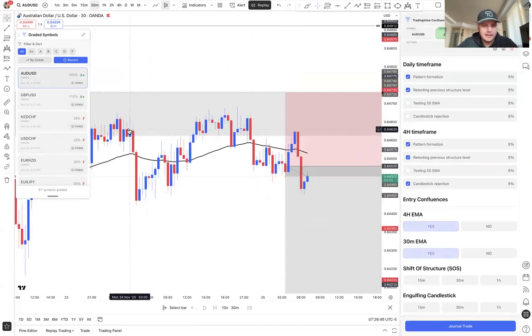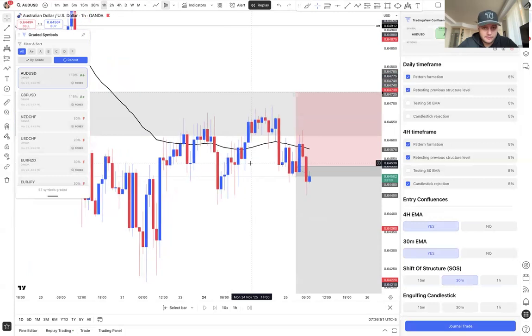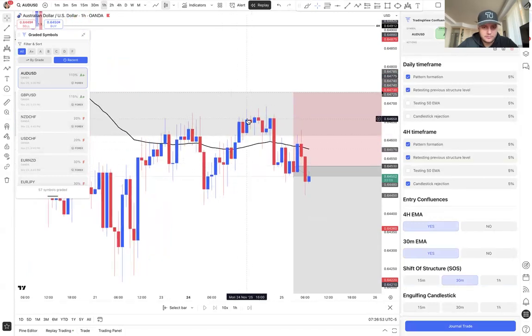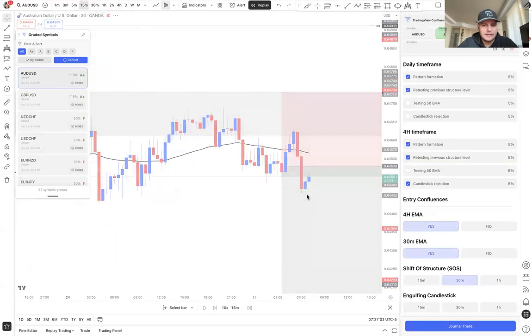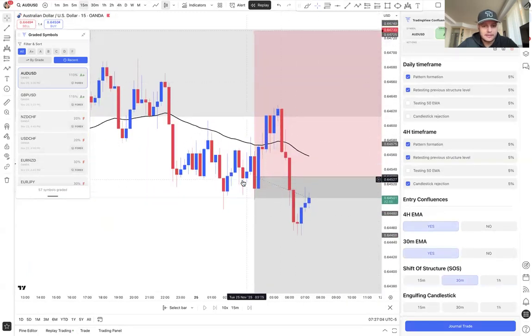Price was bullish on the 30-minute time frame. We shifted bearish. We had a lower low. So I guess you could count that. Maybe, let's see, the 1-hour time frame. The 1 hour was bullish. Yeah, we shifted bearish, created a lower low. So we have a shift in structure, and then we also have our engulfing candlestick.